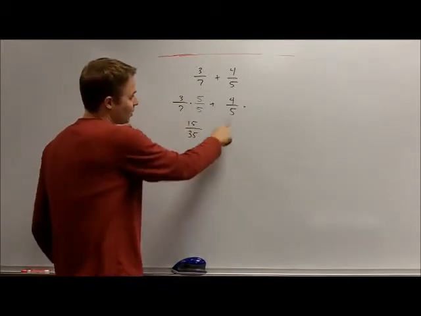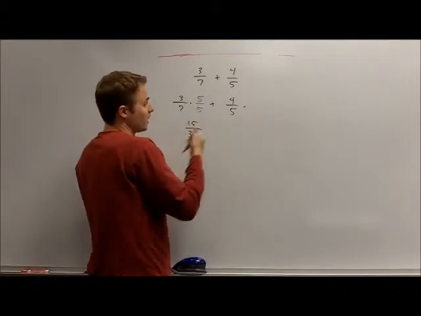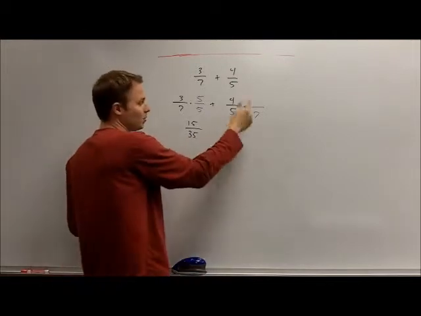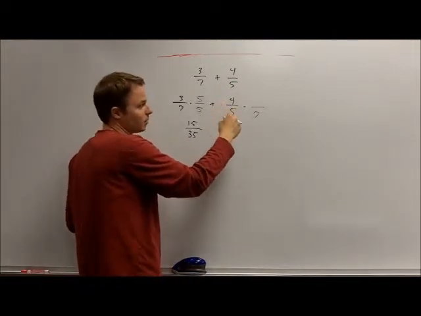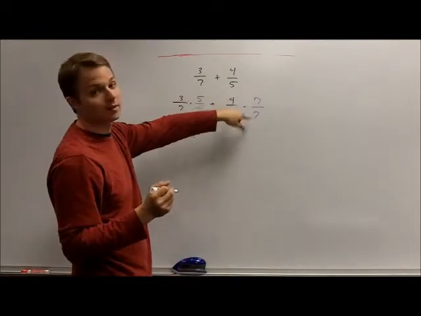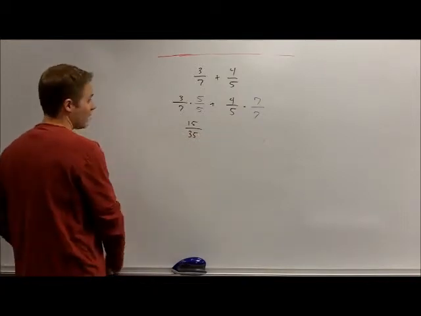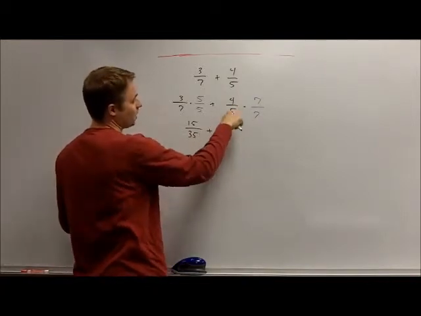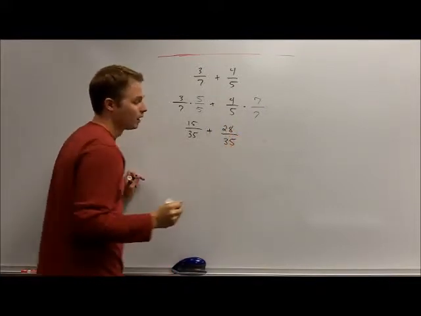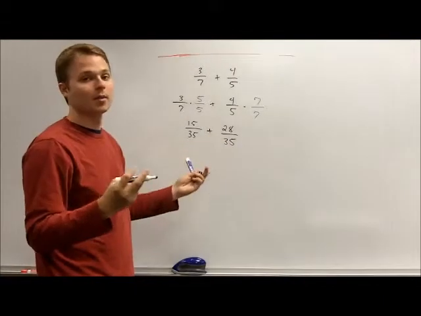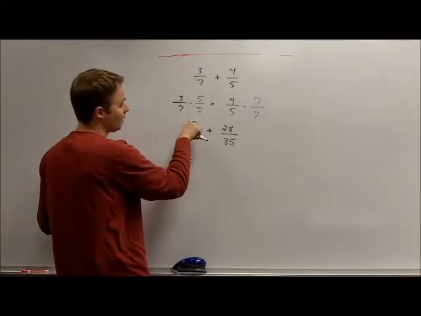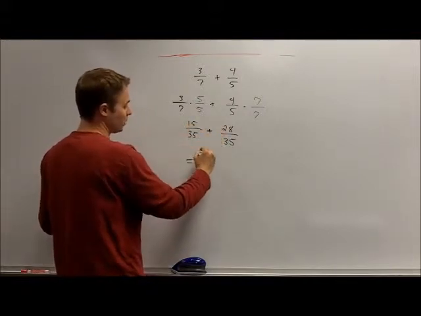Now for the second fraction, again, I'm trying to get 35 in the denominator, so I need to multiply that 5 by a 7. But again, I can't just multiply the fraction by a 7 just because I want to. I need to multiply the entire fraction by 1, so I'll multiply it by 7 divided by 7. And in this case, I'll get 4/5 times 7/7. This will be 28/35. So now at this point I have common denominators, and I can just do my regular fraction addition. So I'm just going to add 15 plus 28, so we'll get 43.